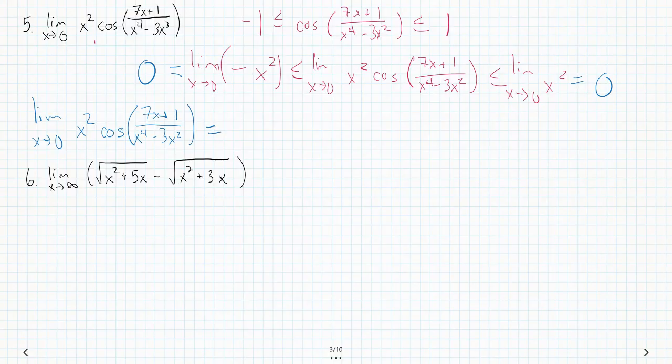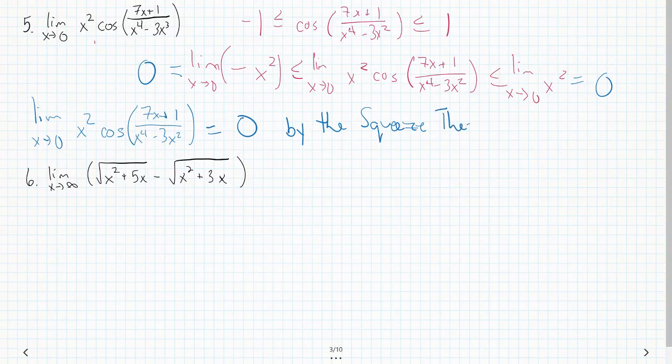So actually this limit as x approaches 0 of x squared cosine of 7x plus 1 all over x to the fourth minus 3x squared, that thing actually equals 0. And then the main reason that you're going to have to be able to state is by the squeeze theorem, right? So the main thing is try and be able to understand why these things occur and why they happen. And so that's exactly it. In this case, this is by the squeeze theorem, and so we're done.